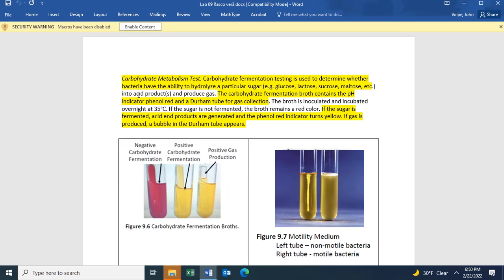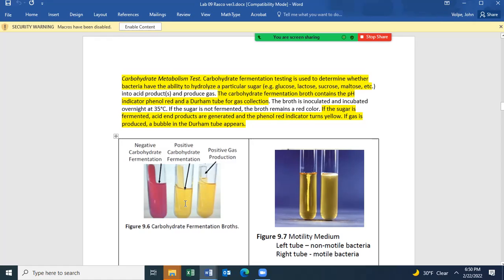Carbohydrate metabolism is looking at the fermentation of a carbohydrate in the tube. If the carbohydrate is fermented, it will produce acids, and then the color will change from red or pinkish to yellow for an acid product. You can also have an inverted Durham tube in the carbohydrate metabolism test, and you can look at the production of gas from the fermentation of the sugar. And if you have the production of gas, you get a bubble in the inverted Durham tube.